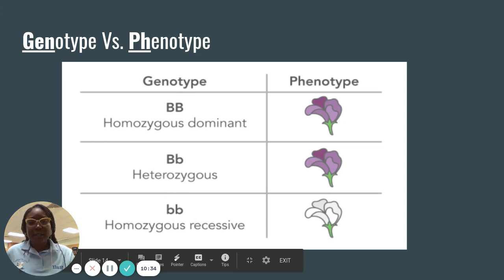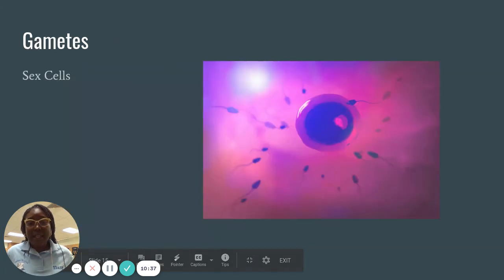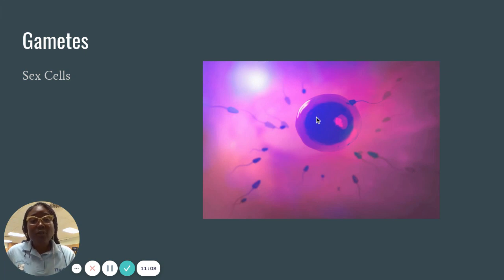All righty. Then we go to the last thing, gametes. Since we're talking about genetics and we need sex cells to make that offspring, gametes is a fancy word for sex cells. There are two types of sex cells. You have your sperm cell, and you have your egg cell. In this picture, you will see that this sperm is getting ready to fertilize this egg. Males have sperm and females have egg. Those are gamete sex cells.